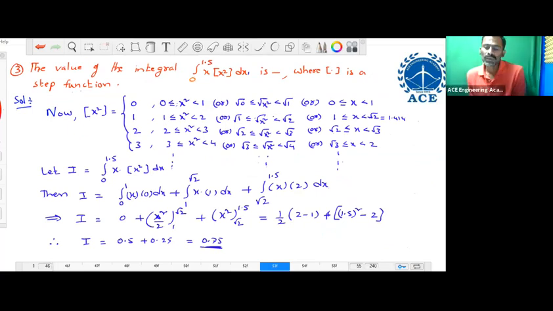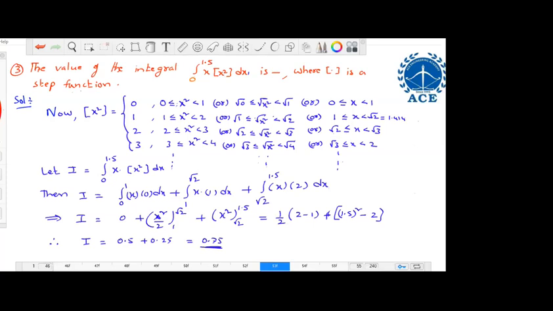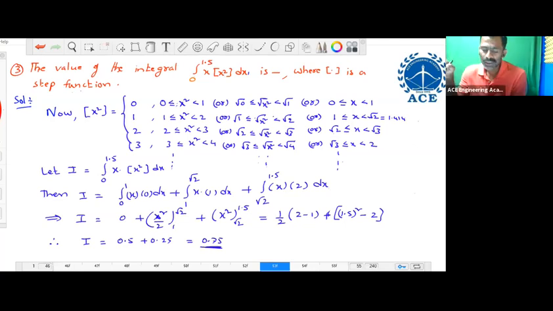We can do this problem by substitution also. x square equal to t, 2x dx equal to dt. In that way also we can do it. But that method is possible only for this problem; for other problems that method doesn't work. Okay, because here there is x, that's why it works. But I couldn't arrive at this answer by the direct substitution method.